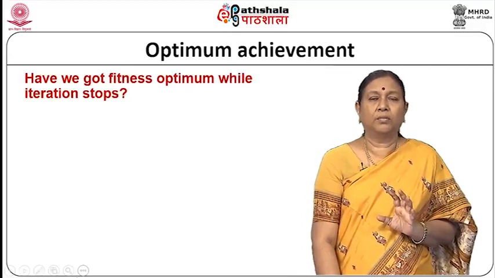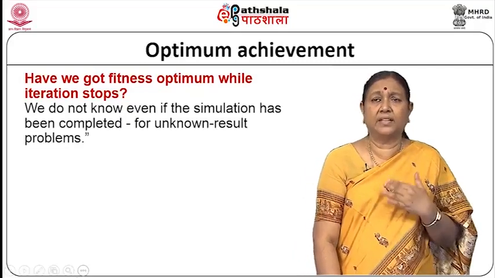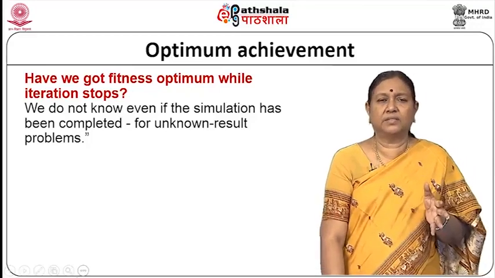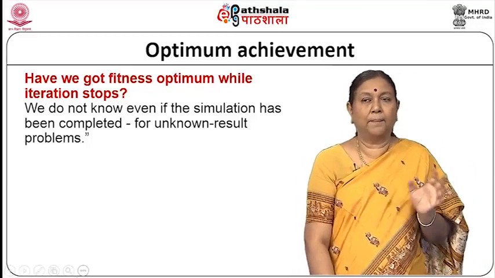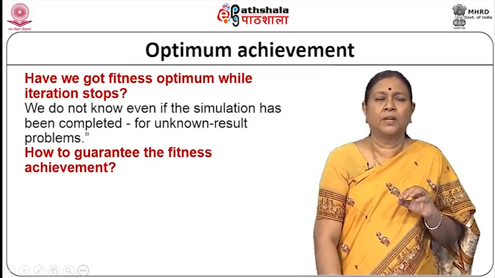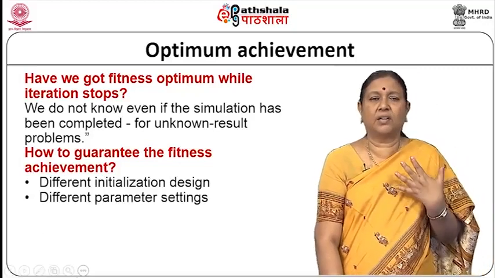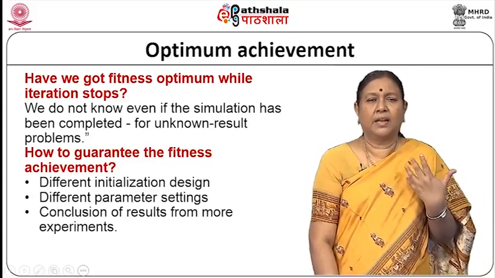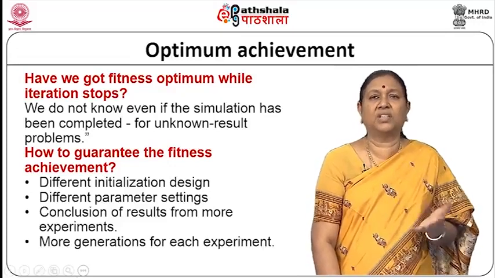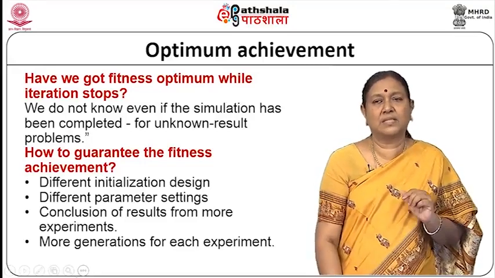Okay. Now, optimum achievement: have we got the fitness optimum when the iteration is stopping? Again we do not know the answer, even if the simulation has been completed. For unknown result problems, we do not know the answer. So, how to guarantee the fitness achievement? Again, you can try different initialization designs, different parameter settings, and different experiments and compare the results, with more generations in each experiment. So, you try different methods and find which gives the best fitness.